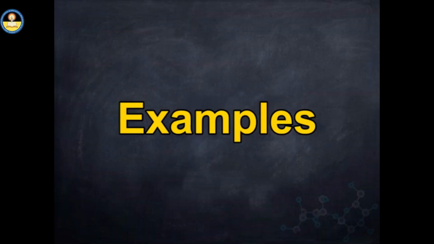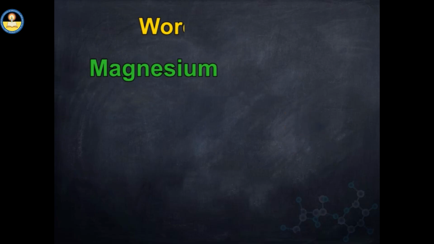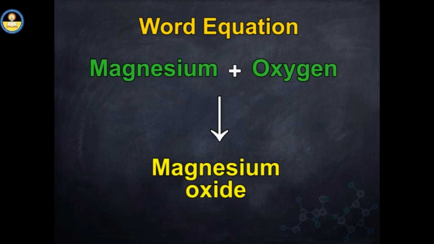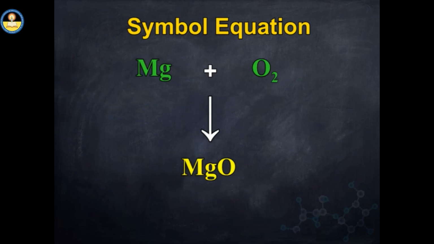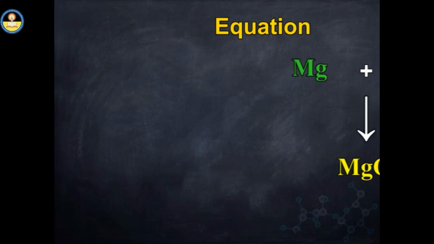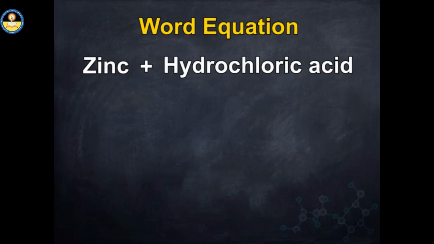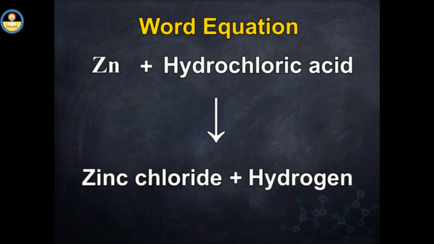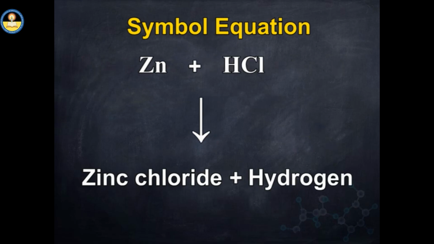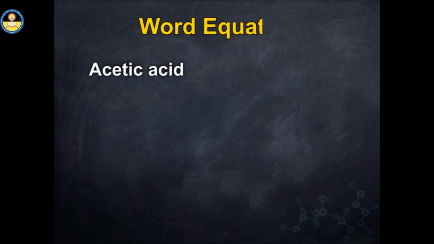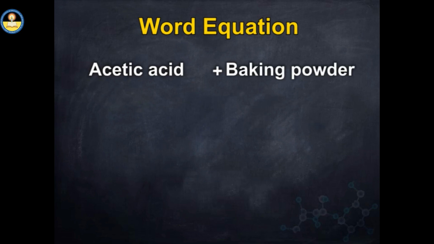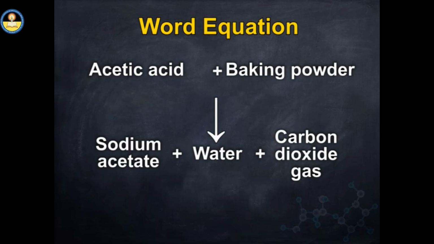Let us have a look at few examples. Burning of magnesium in oxygen to form magnesium oxide as Mg plus O2 gives MgO. The symbol equation for reaction between zinc and hydrochloric acid is Zn plus HCl gives ZnCl2 plus H2. Acetic acid solution in water reacts with solid baking powder to give an aqueous solution of sodium acetate, water, and carbon dioxide gas.